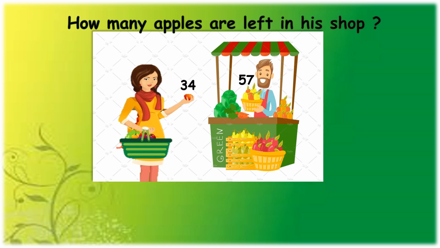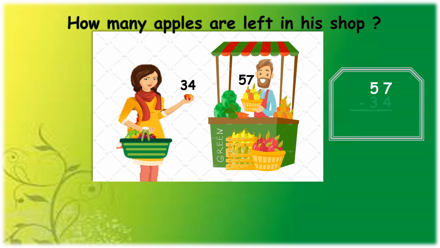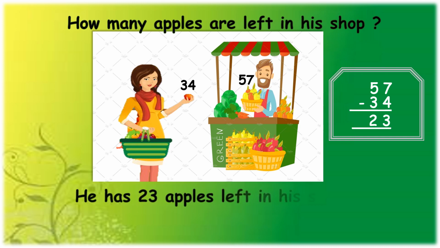You will subtract 34 from 57, for which you will write 57 minus 34, which is equal to 23. Now, you can say that he has 23 apples left in his shop.